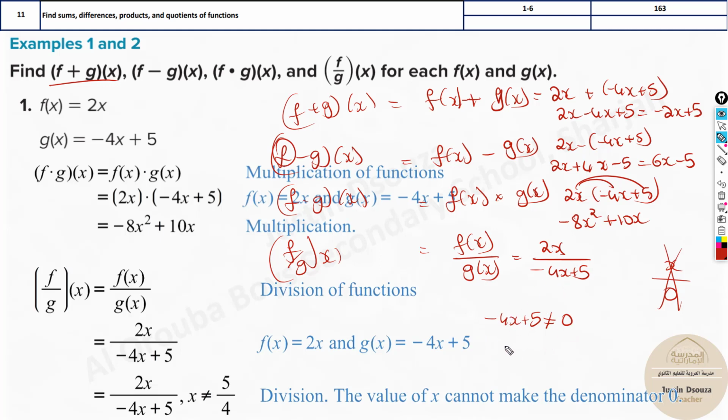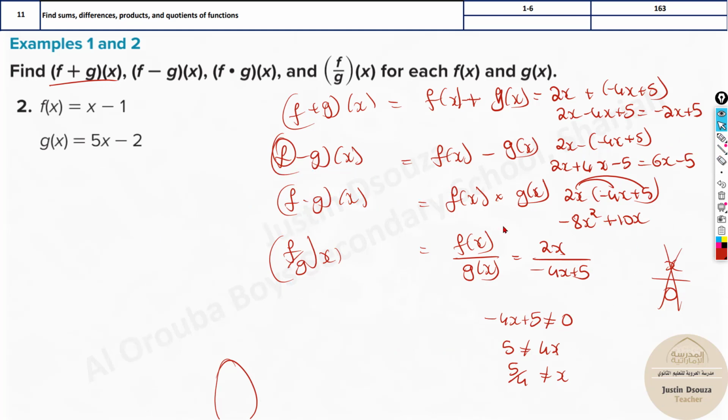Let's take 4x to the other side, it will be positive, so 5 cannot be equal to 4x. Or take 4 to the other side, it will be 5 by 4 is not equal to x. x cannot be equal to 5 by 4, sorry. This is what is mentioned. This will make the denominator undefined, so whatever is in the denominator, make it equal to 0, solve, and that must be an excluded value. This is how we solve it.